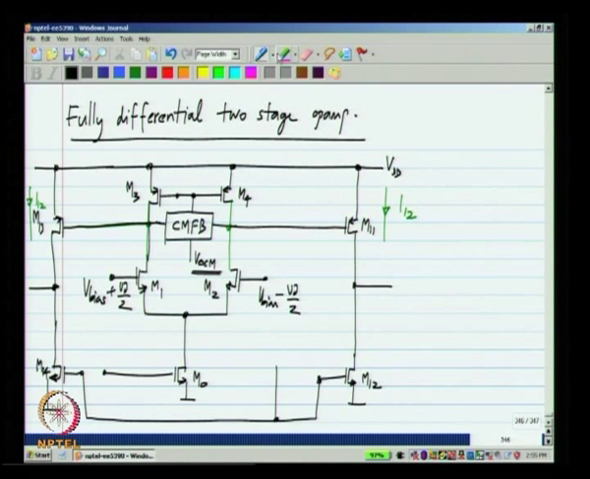Now, I hope that this part is clear. In the single ended two stage op amp, what happens is we have a differential pair with current mirror, and that drives this transistor M11, and M12 is a fixed current source. When you put the op amp in feedback, the current in M11 becomes equal to the fixed current source supplied from the bottom. When you have a fully differential two stage op amp, the situation is different.